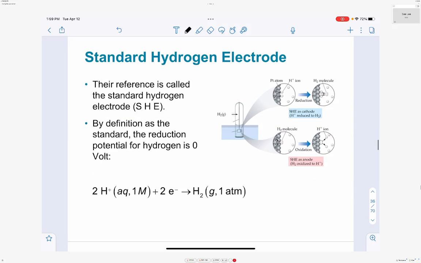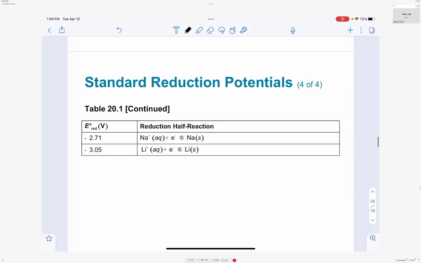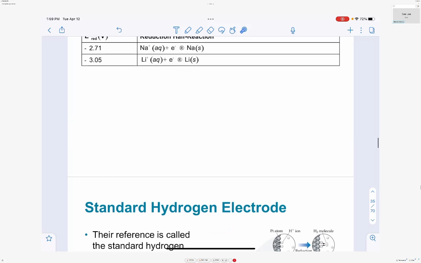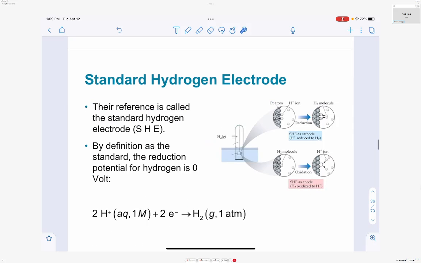So, how did the scientists come up with these reduction potential values? They used reduction of hydrogen as the standard. The reduction potential of hydrogen is assigned a value of 0 volts.